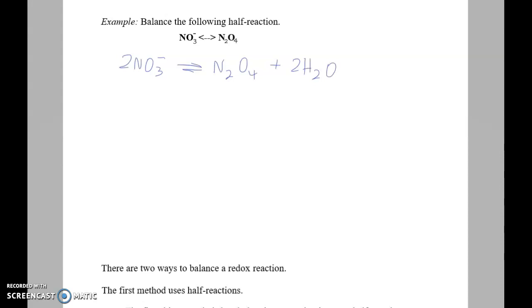Then you must balance the hydrogen atoms. There are 4 on the right and 0 on the left. So you add 4 hydrogen ions to the left. And now you add up the charges on both sides of the equation to see the difference. Now, the right side only has neutral molecules, so the overall charge is 0. Whereas on the left, you have a positive 4 charge from all the hydrogen ions, and you have a negative 2 charge from the nitrogen molecule. So that gives an overall charge of positive 2. So you need to balance that out by adding 2 electrons to the left side.